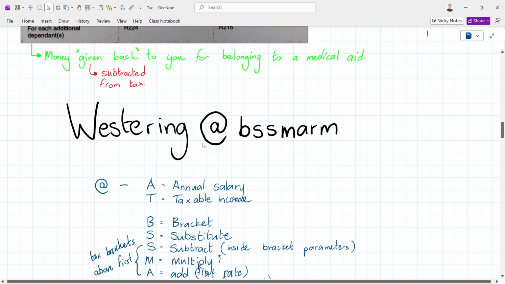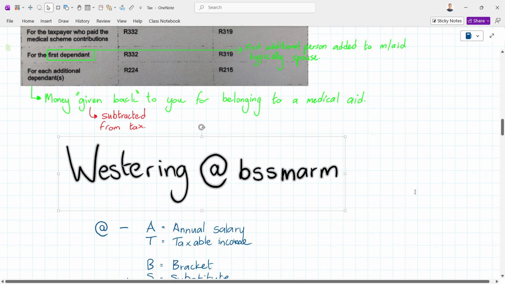Okay, look at this acronym. It's actually an email address. westring@bssmarm. The Westring part does not matter. This part is what we want. At bssmarm. That tells us in what order we are actually going to do our tax calculations.